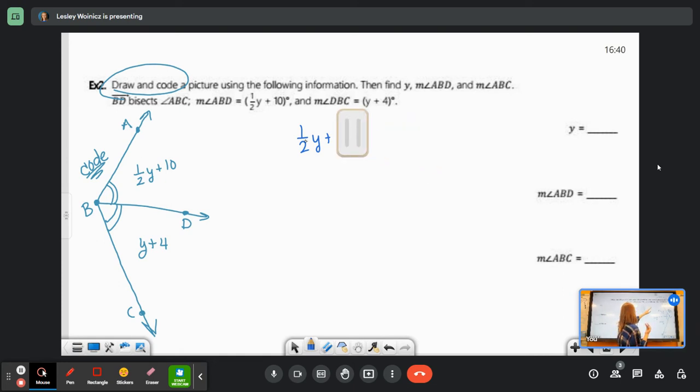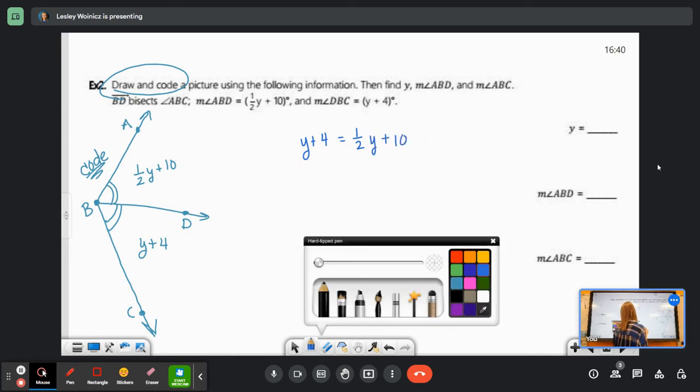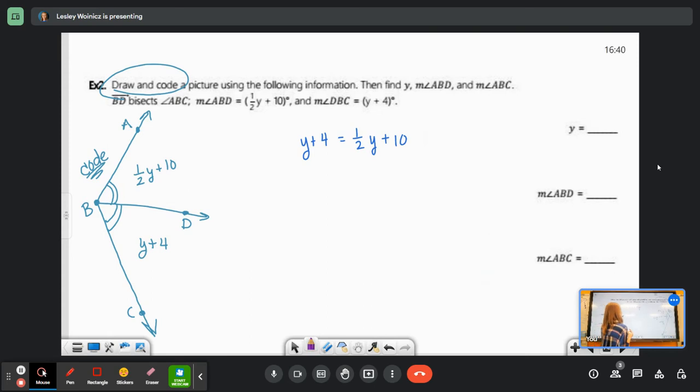I'm going to set it up the other way. It doesn't really matter except that this way will be prettier. y + 4 = 1/2 y + 10. All right. If you wrote it the other way, you're going to be fine. So I want all my y's on one side of the equation. So I'm going to subtract my half y from both sides.